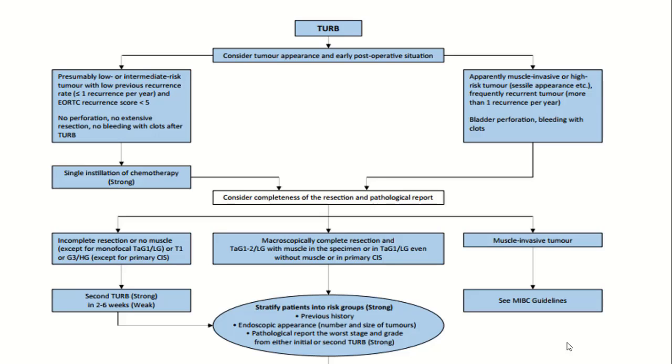When the pathological report comes, if there is incomplete resection or there is no muscle in the biopsy, except for monofocal Ta or T1 disease, we will go with a second TURB. We have strong evidence for doing it within 2 to 6 weeks. And if it is a muscle invasive tumor, we will go through the other options. For macroscopically complete resections and specimens of Ta, G1, grade 1, or even without muscle or in primary carcinoma in situ, we can stratify the patient in the risk group, high, low or intermediate, and then we follow the guidelines there.